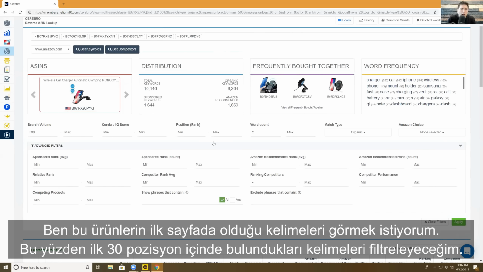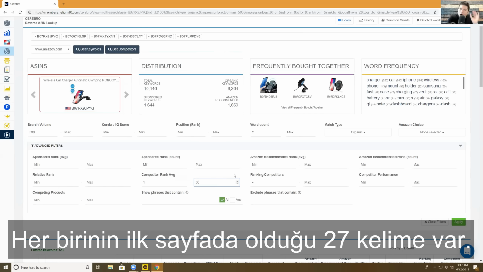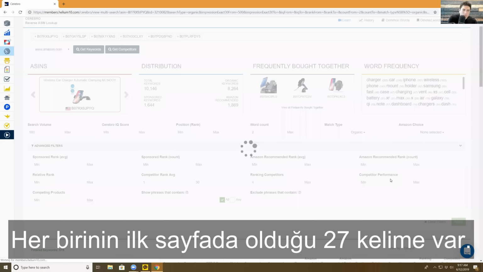All right. So I'm going to see, if you take the rank, the position of these, where are they at on page 1? Or where are they at overall? And I want them to be page 1. So that's competitor rank average from 1. I'm just going to say 1 to 30. So if I take the average, all of them are on page 1. And now that takes me down to 27 keywords.